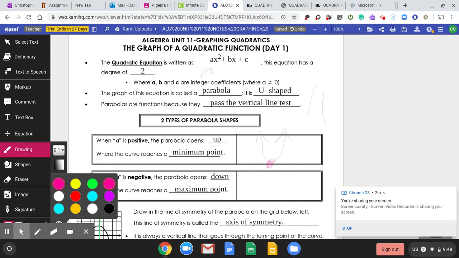but you could see that the minimum is the lowest point you're going to get. However, if that first number is negative, it's going to be an upside down U. And if it's upside down, it's therefore going to have a maximum point or a highest point. It's not going to have both a highest and a lowest point. Okay? All right.